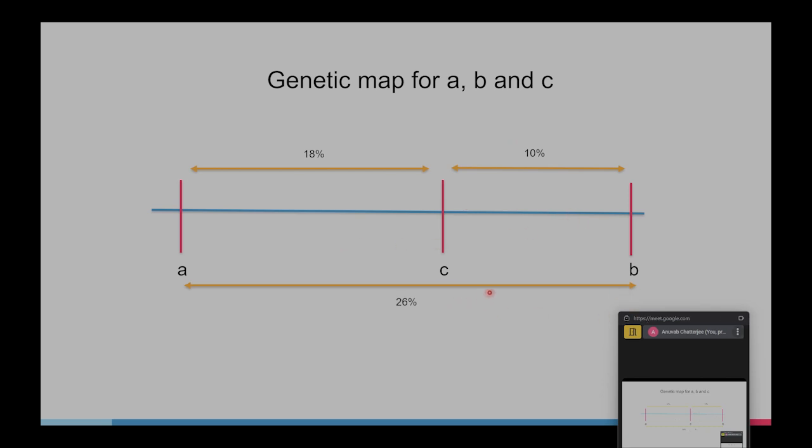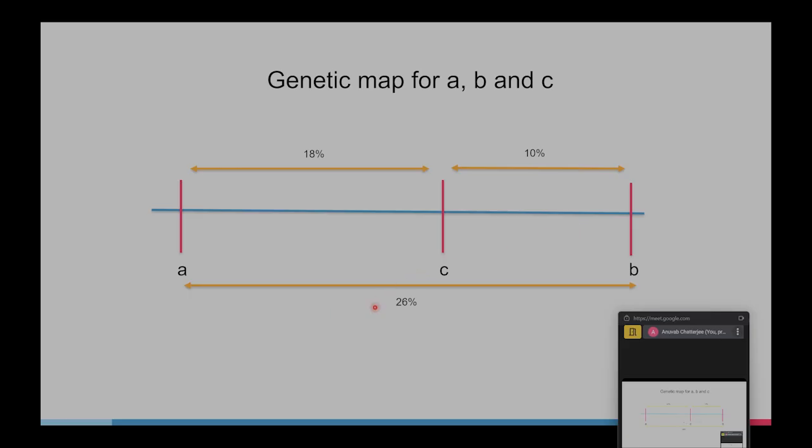So this is how, if C was your mutant allele, you have been able to figure out where it lies in the genome between two known markers A and B. One other point is that this is known as a genetic map. The blue line is the DNA sequence, and A, B and C are different gene loci. But a genetic map is just an imaginary map based on recombination frequency.